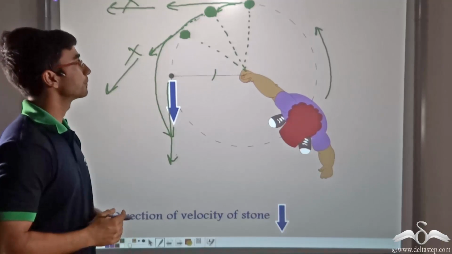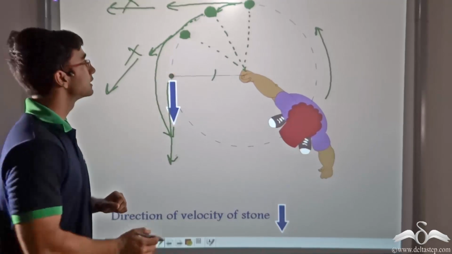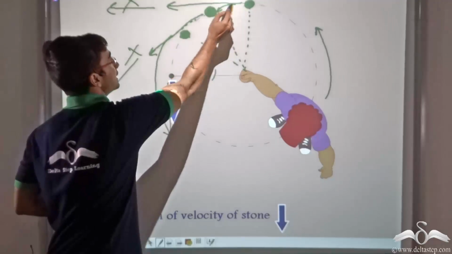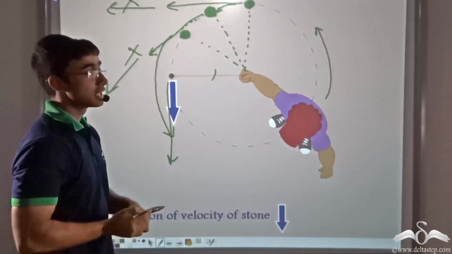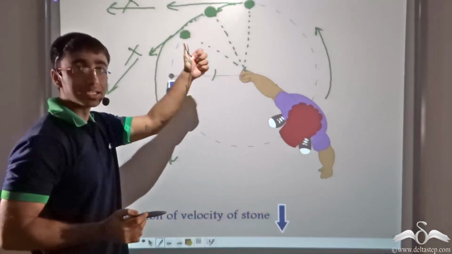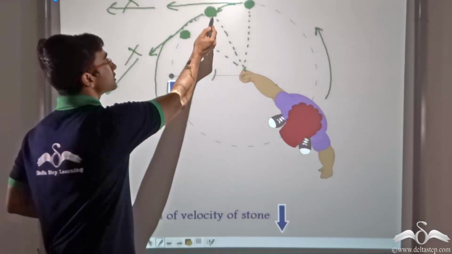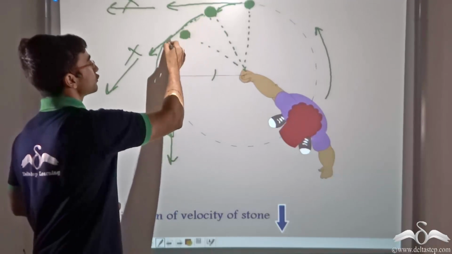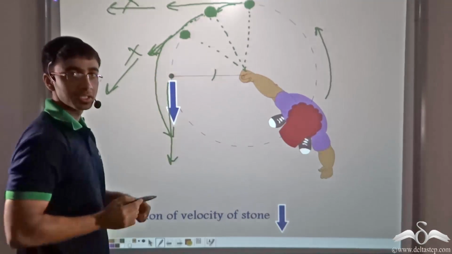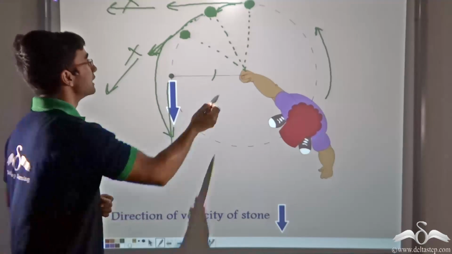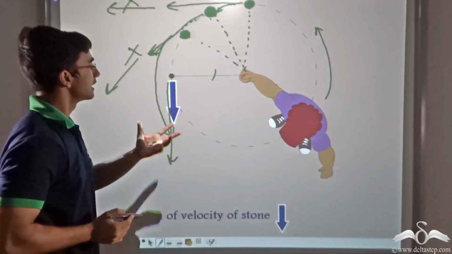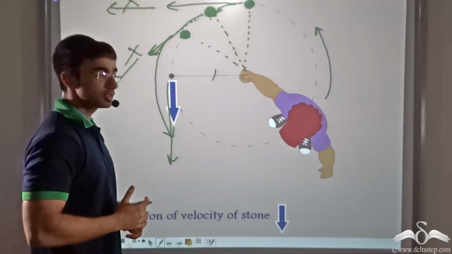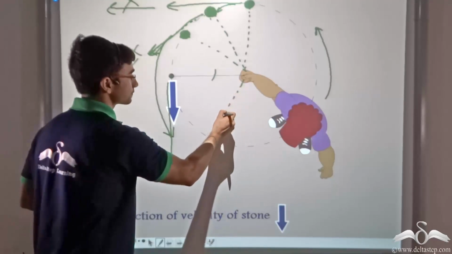Now consider something. I told you that if the stone is over here, it tends to go in this direction. But due to the presence of the string, it does not. Instead, it comes to this position. Similarly, from here, the tendency of motion is in this direction, but it does not move there, right? It moves here instead.